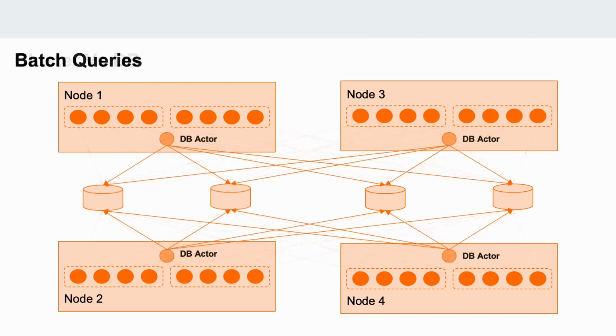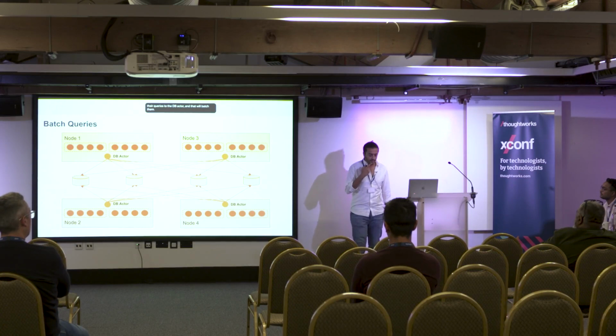So the first thing that we did is that we introduced a single actor in each node that will communicate with the database. And the way it works, all the entity actors in there will send their queries to the DB actor. The DB actor will batch them based on which shards these queries are going to, and then just send the queries to the database shards. But we had a problem in here.